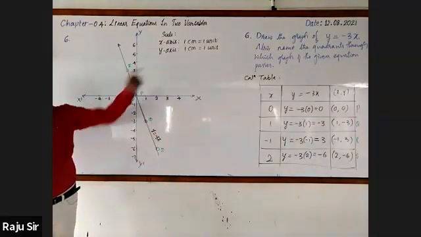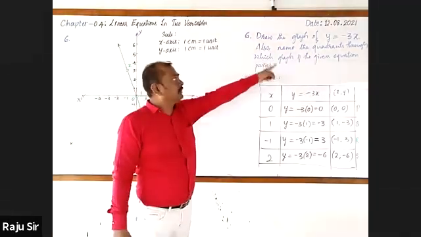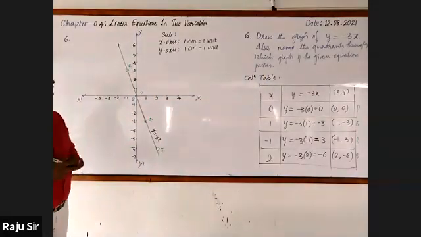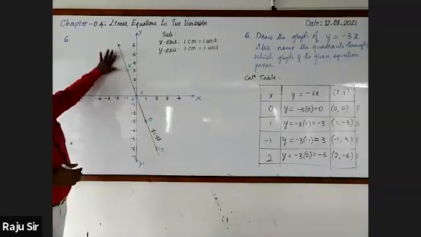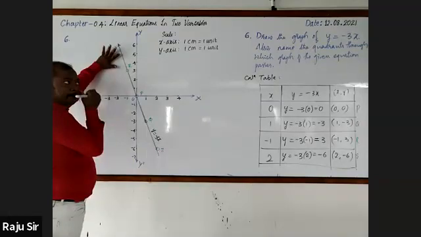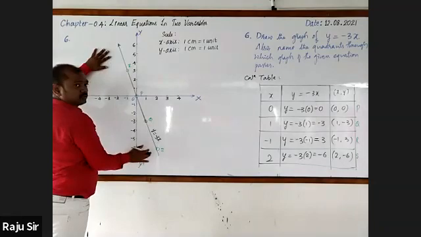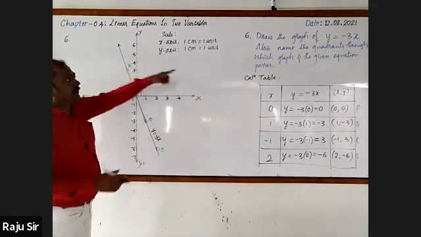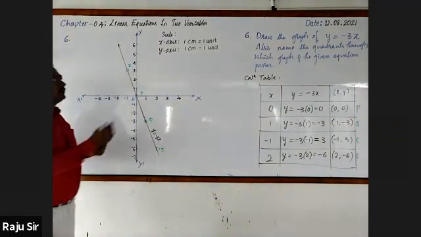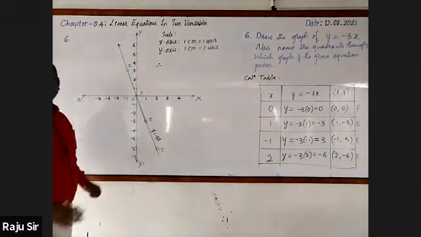This is the graph of the given equation. But in the question, a sub-question is there: name the quadrants through which the graph of the given equation passes. Second and fourth. Very good. Second and fourth, and also origin. This is the second quadrant. This is the fourth quadrant. The graph passes through second and fourth quadrants.